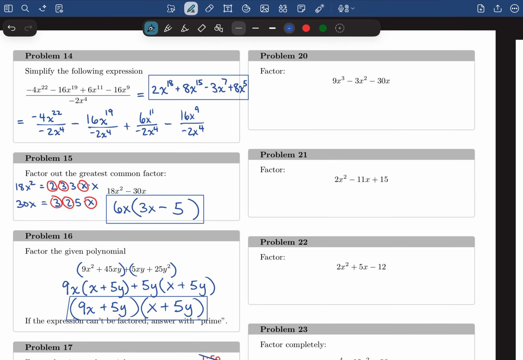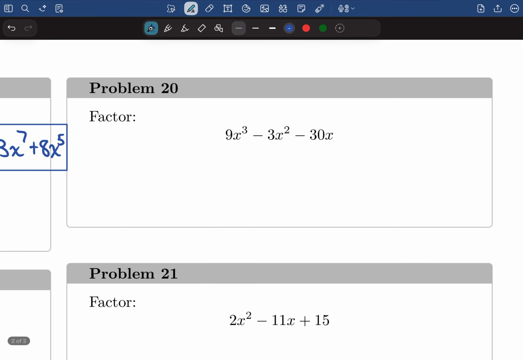And we're going to continue our factoring process with this one. 9x cubed minus 3x squared minus 30x. And when I look at this trinomial, I notice that it has a GCF. Always look for GCFs, always.